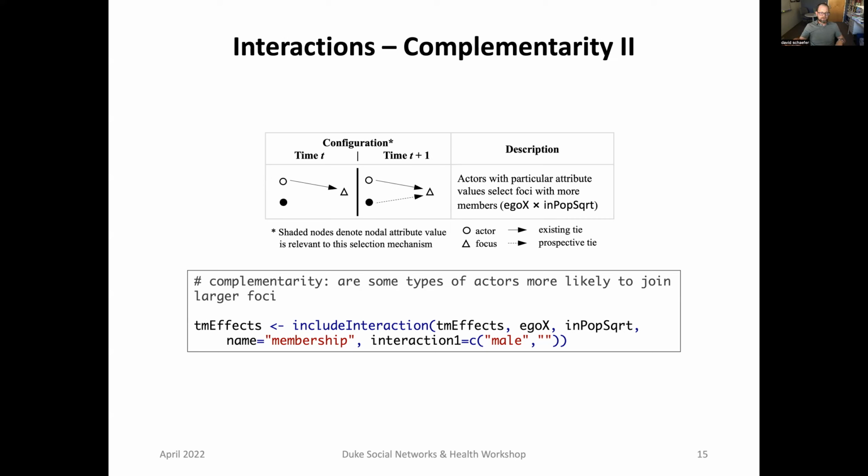We could switch things around and use ego's position and alter's attributes. We could think of maybe some different kinds of combinations, but these are all ways of getting at, do certain types of actors and certain types of foci, are those more likely to match, so to speak, or have a heightened likelihood of there being a tie.